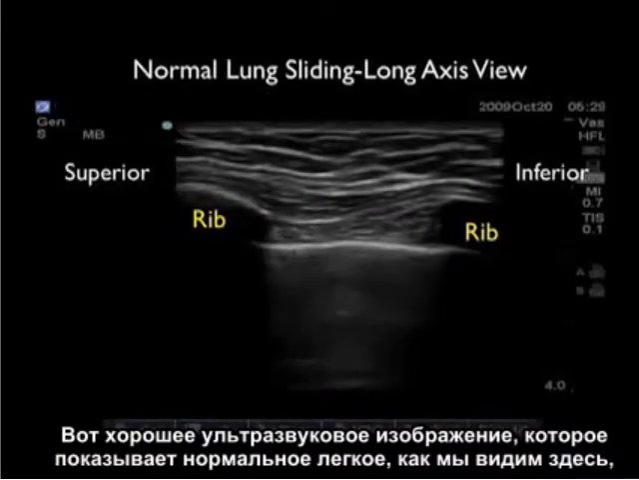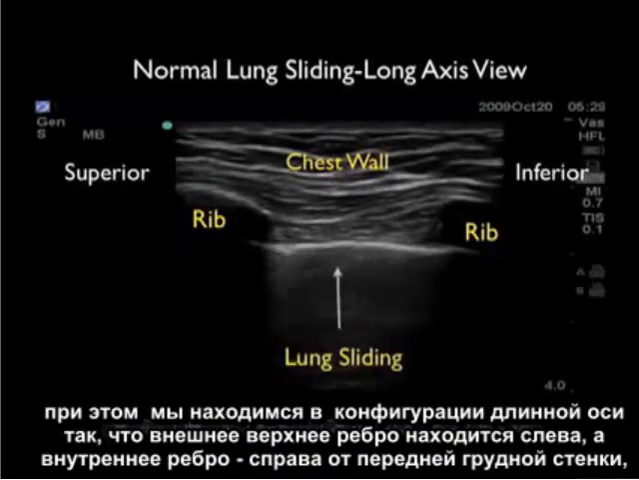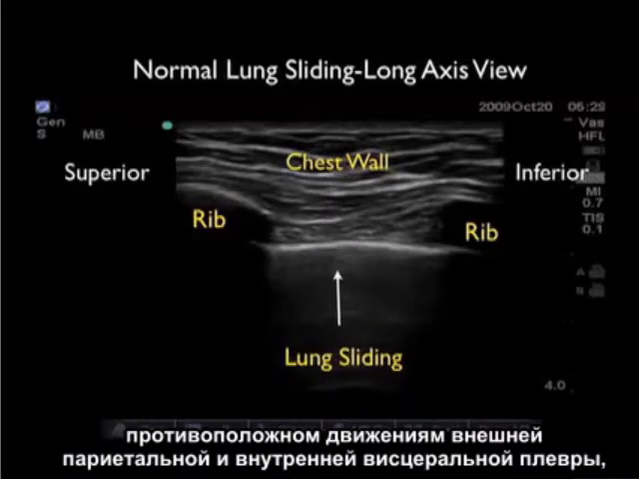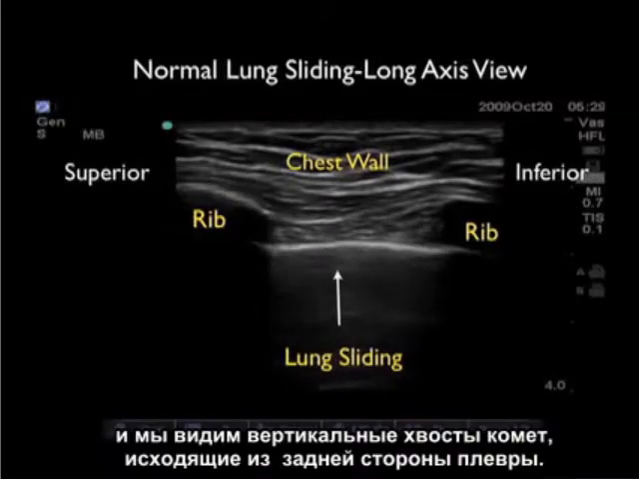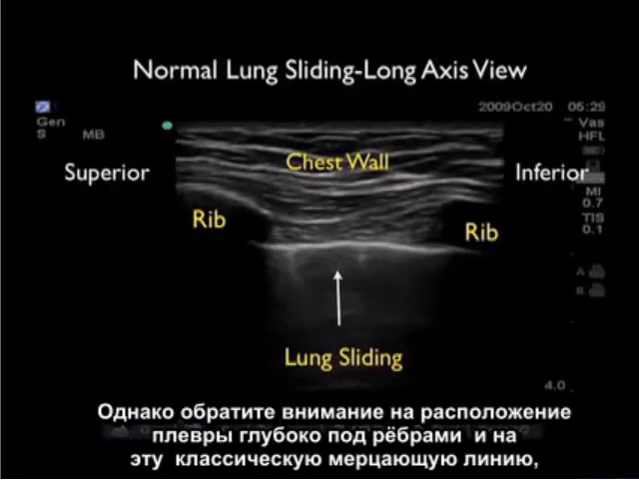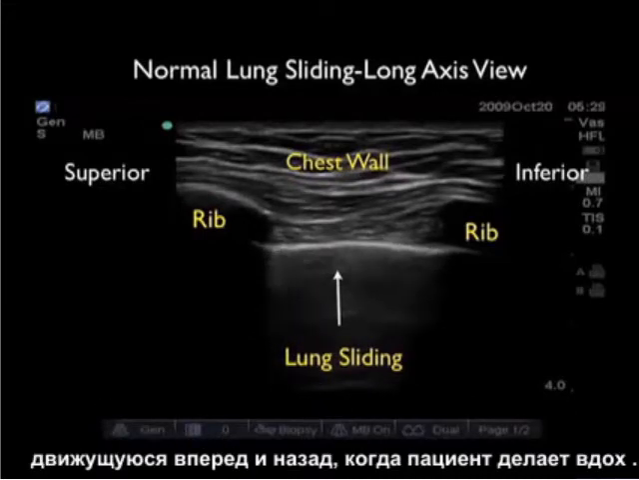Here's a nice ultrasound image showing a normal lung. We're in the long axis configuration, so the superior rib is to the left, inferior rib to the right. Chest wall anteriorly, and we see here the lung sliding, which is the opposition of the outer parietal and the inner visceral pleura, and we see the vertical comet tails coming off the back of the pleura. Thus, this is a completely normal exam, no pneumothorax. But note the location of the pleura deep to the ribs and that classic shimmering line back and forth as the patient takes a breath.